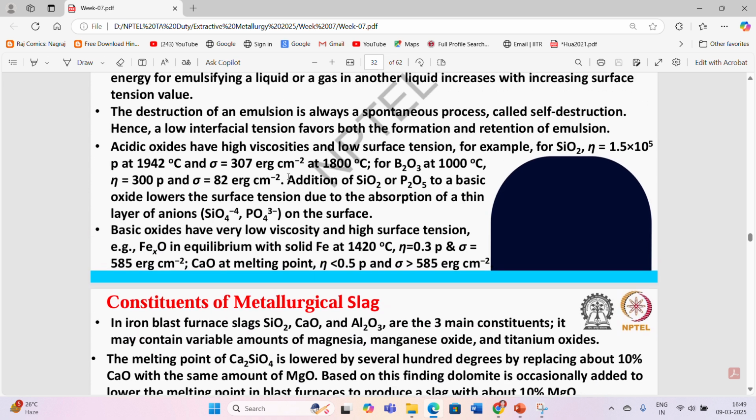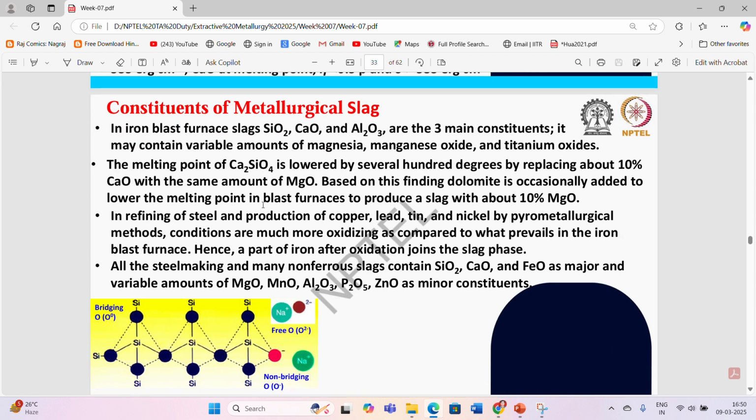Acidic oxides have high viscosities and low surface tensions. For example, for SiO2, eta equals 1.5 into 10 to the power 5 Pascal at 1942 degrees Celsius, and sigma is 307 erg per centimeter square. Then constituents of metallurgical slag. If we talk about the blast furnace slag, then it generally consists of SiO2, CaO, and Al2O3 as the major slag materials, and it may contain variable amounts of magnesia, manganese oxides, and titanium oxides if they come as impurities in the iron ore itself.